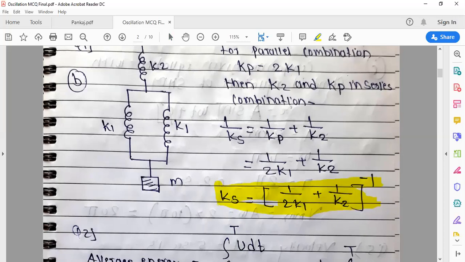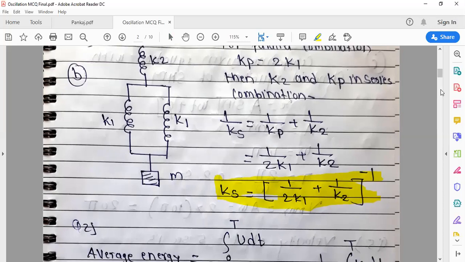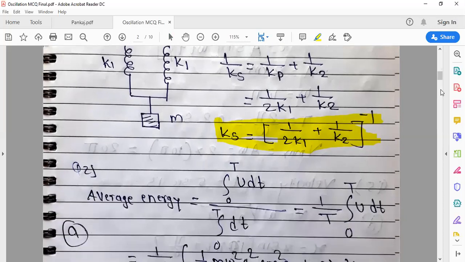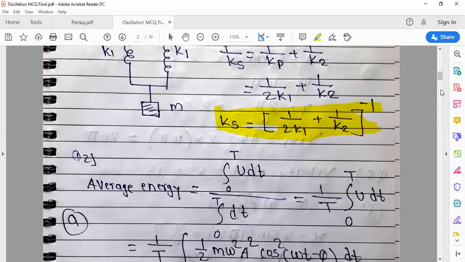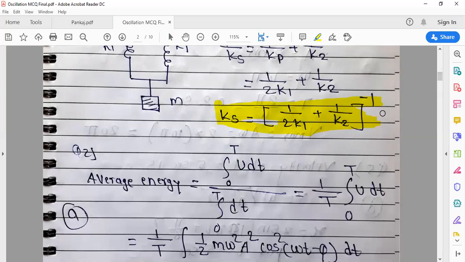Next question, question number 2. In this second question, the given average energy in one periodic time of the simple harmonic oscillator whose amplitude is A and angular velocity is omega, means only the value of amplitude is given, angular velocity is given, then calculate the average energy.